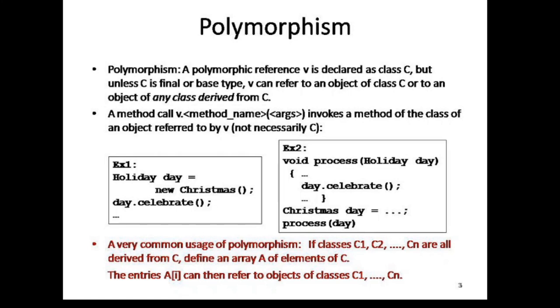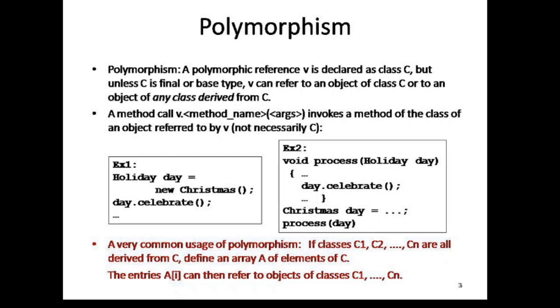A method call V.method(arguments) invokes a method of the class of the object referred to by V, not necessarily C. For example, Holiday day = new Christmas Day; day.celebrate(). Example 2: void process(Holiday day) { day.celebrate(); }. Christmas Day, we have to initialize something, and then process day.